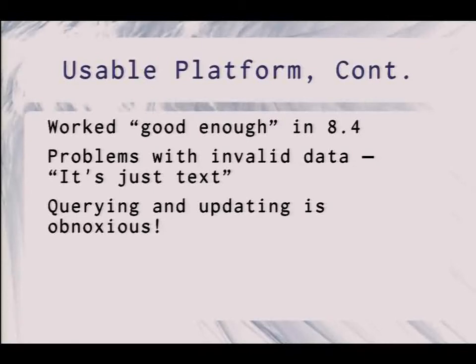In 8.4, we did this actually just with text fields, just because it was so handy. But with it being just text, there's problems with invalid data. If there's a bug in the app, it'll write invalid JSON, and when the app comes back and tries to read the invalid JSON, there's times it will crash, and that is really sad. So that's one of the problems we had, because it's just text. Also, trying to manipulate anything inside that JSON, inside of the database, was really obnoxious. I tried writing PLv8 functions and PLPerl functions, and it just turned really gruesome.